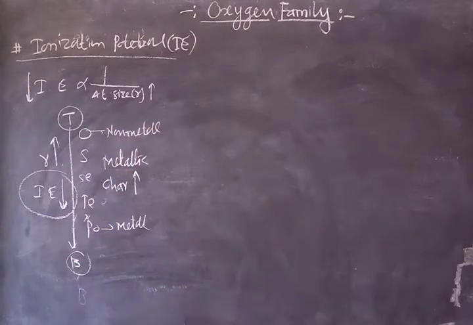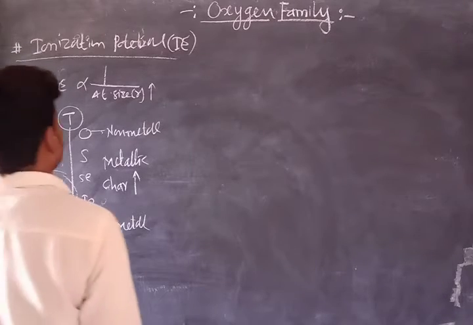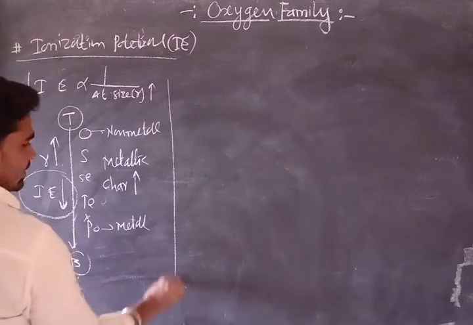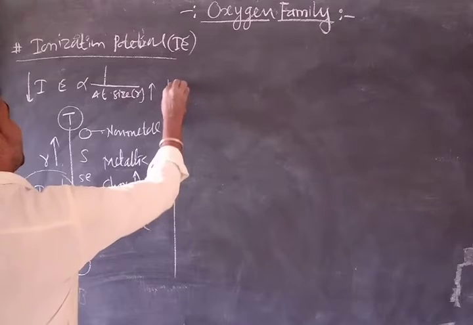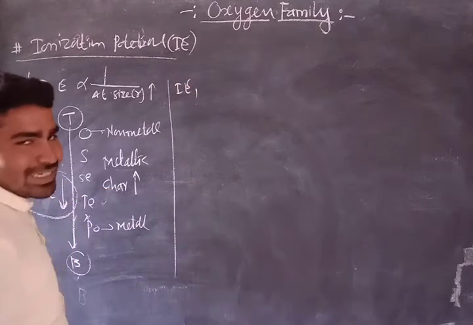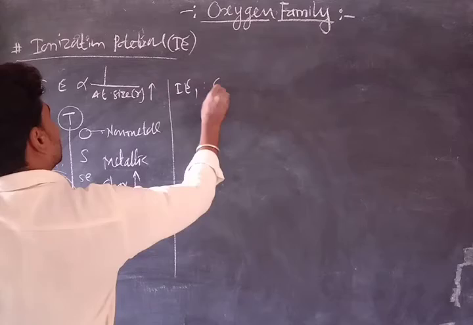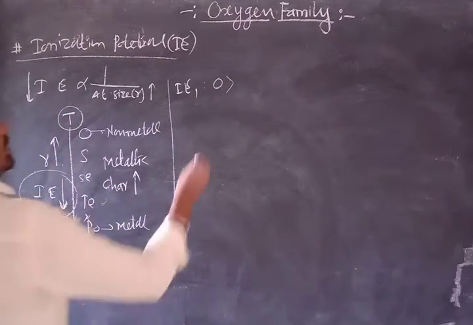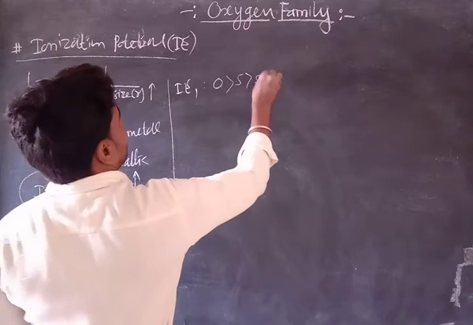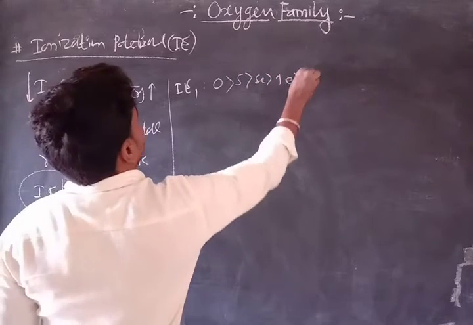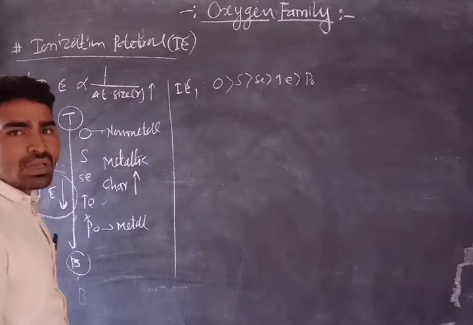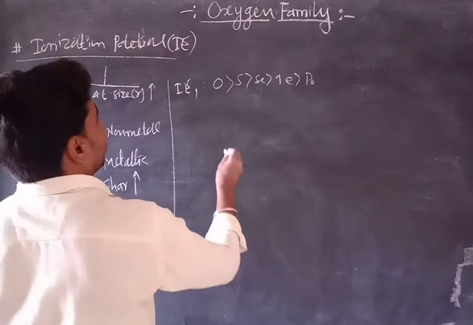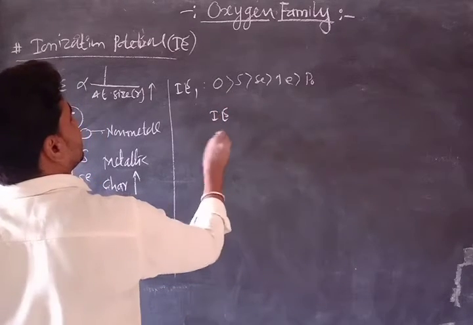In this way we can explain it. So we get the order of first ionization energy: oxygen has the highest, and then the ionization energy decreases: sulfur, selenium, tellurium and polonium.